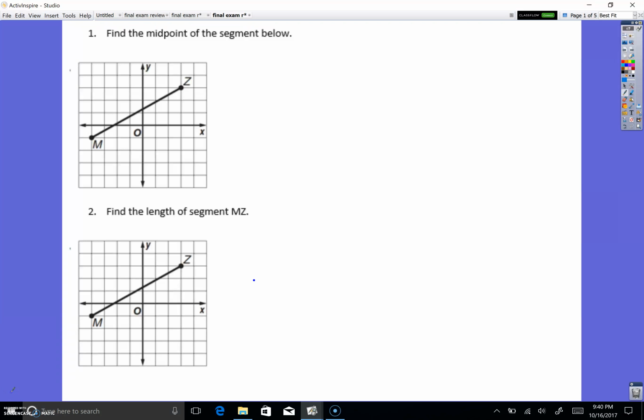Alright, we're about to do part 2 of the final exam review. This is just knowing that you know how to use the distance formula and the midpoint formula. Okay, the midpoint is basically the center of, or the middle point between the two points, okay?